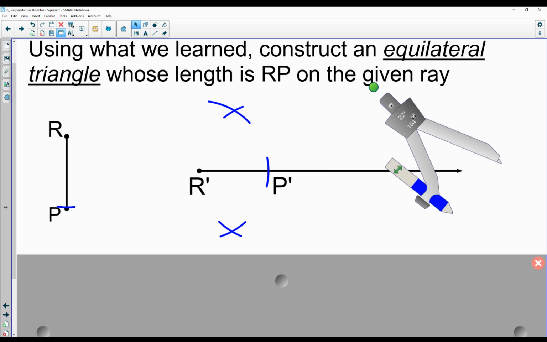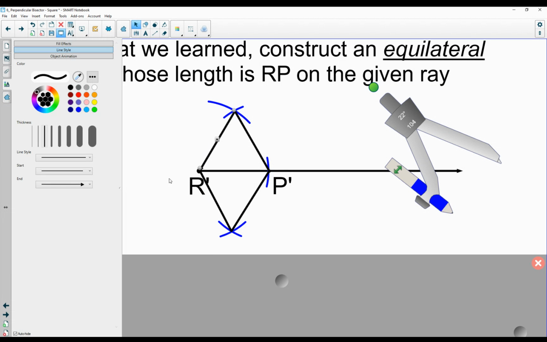All right. So at this point, I have 2 options. If I want to make my triangle, I can connect here to here or here to here. Or I can connect P prime to the arc on the bottom and then the arc on the bottom to R prime. And I really have 2 equilateral triangles, one above and one below.